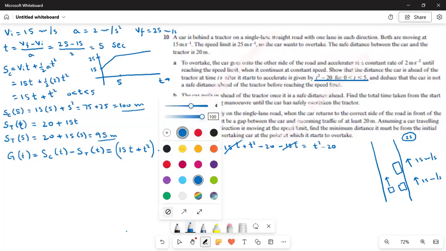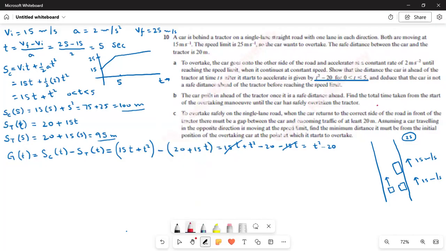Let me change the color. It looks nicer. Okay, so part B I'm doing now. Part B says the car pulls in ahead of the tractor once it is at a safe distance. Find the total time taken from the start of the overtaking maneuver until the car has safely overtaken the tractor. So that total time you need to find out.